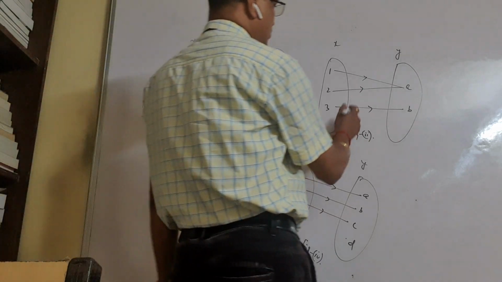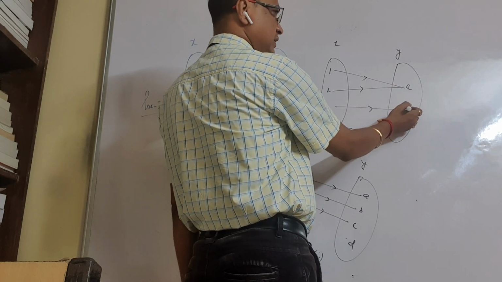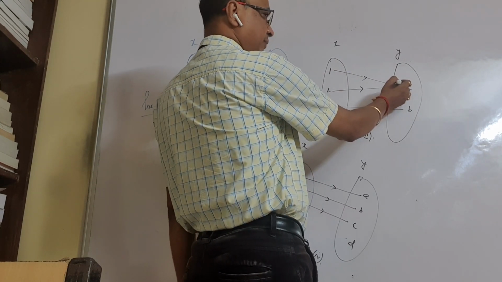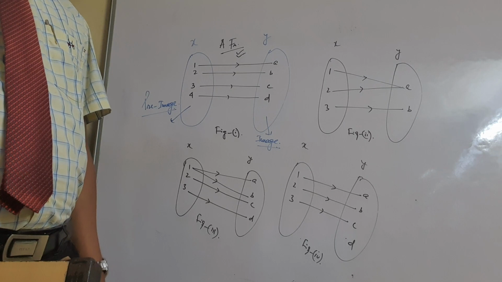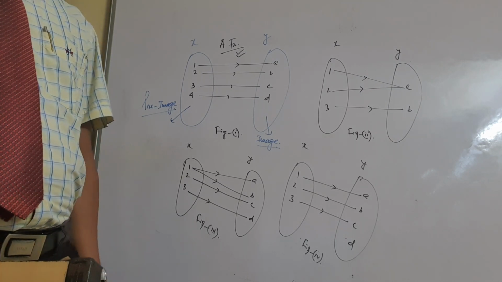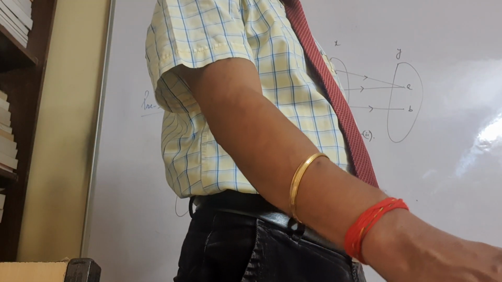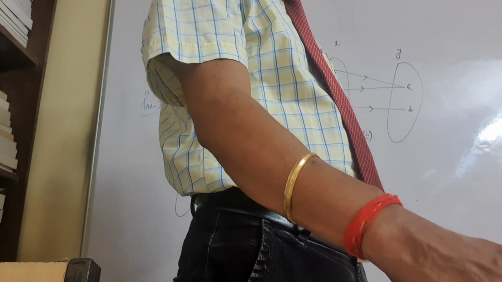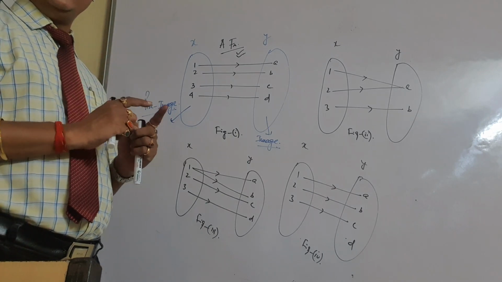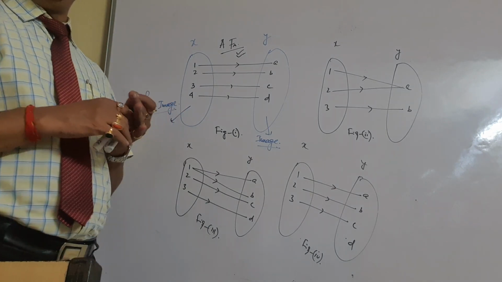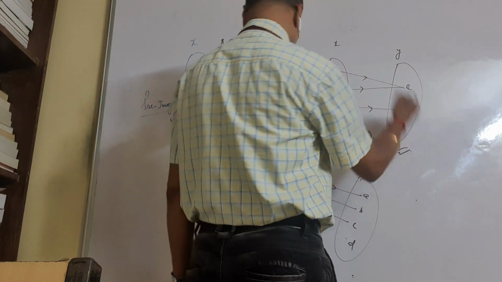If you see figure number 2, 1 having image A, 2 having also image A, 3 having image B. So each element in X has a unique image. That is a different issue, that 1 and 2 have the same image, but each is having a unique image. 1 having only one image, that is A, 2 having only one image, that is A, and 3 having a different image, that is B. So this is also a function.